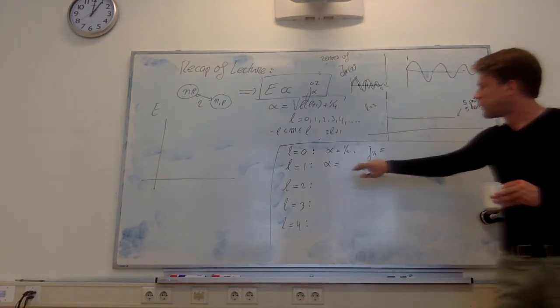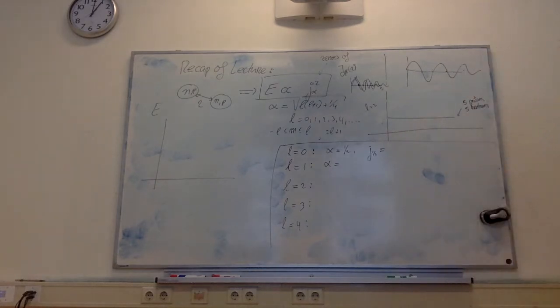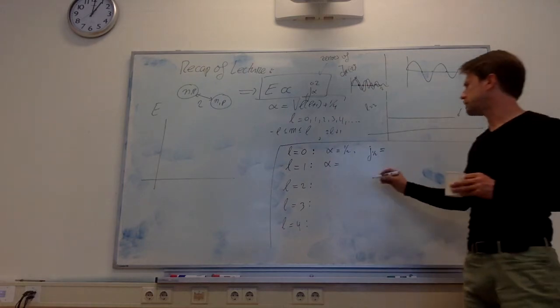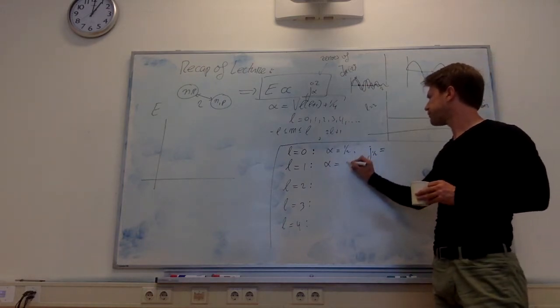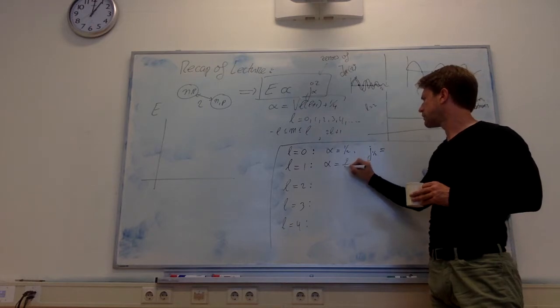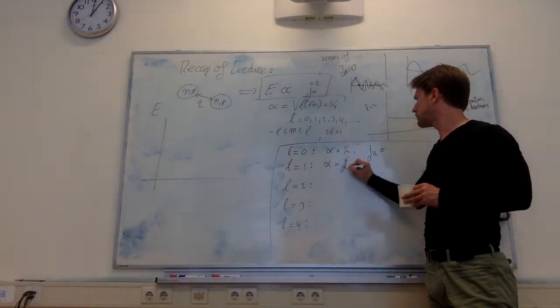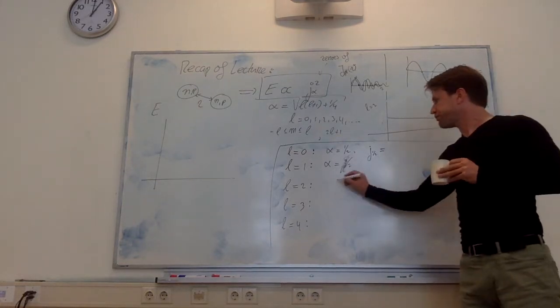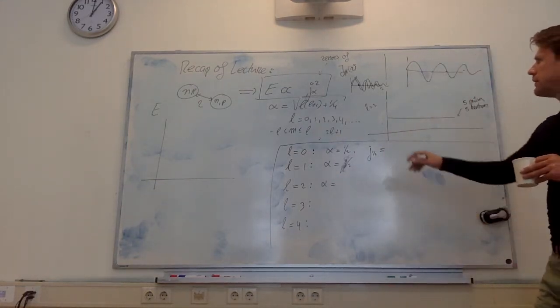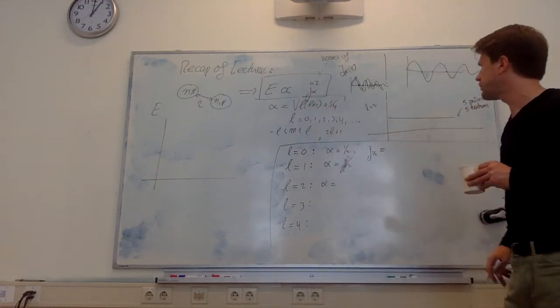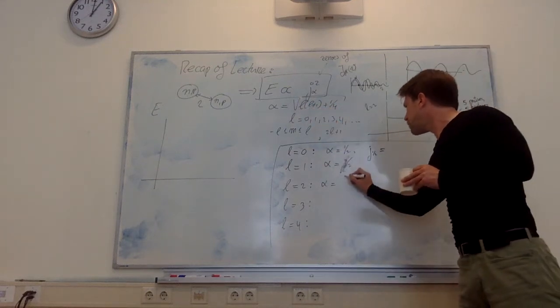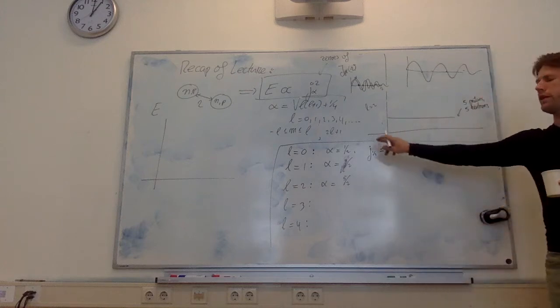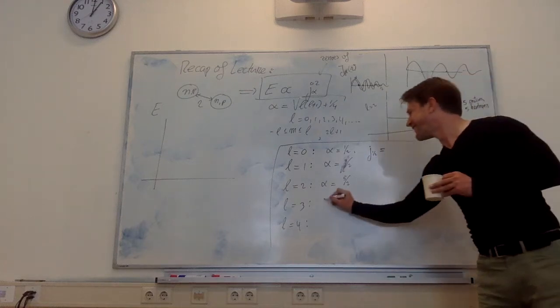Not using Mathematica. What is L is 1? Which alpha value is that? 3/2. And the next one is 5/2. Oh, look at that. Now look at this sequence. All squares.